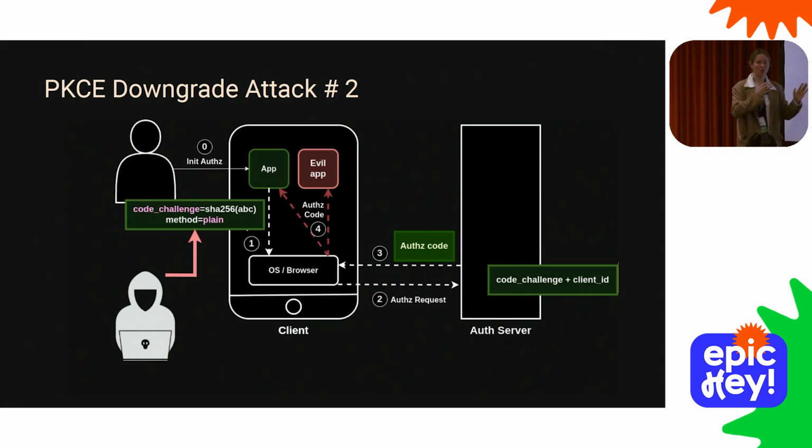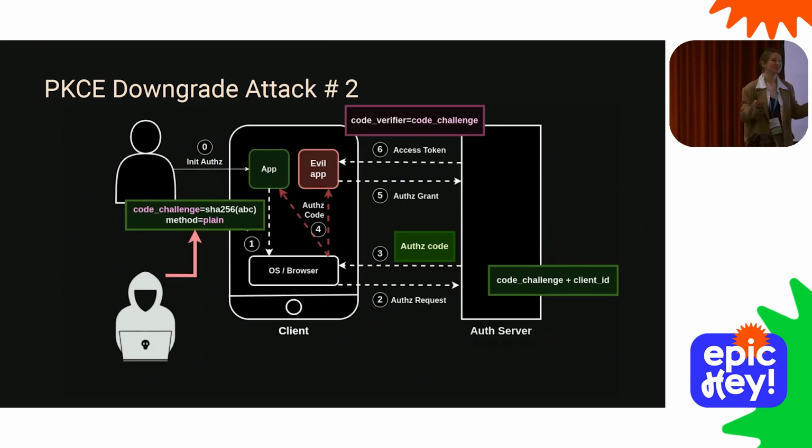All good. It issues the code. The code is intercepted. And then here, just follow the hands. Basically now, nothing stops you from sending the code verifier as a code challenge, because you don't need to guess the ABC anymore. It's as easy as this.